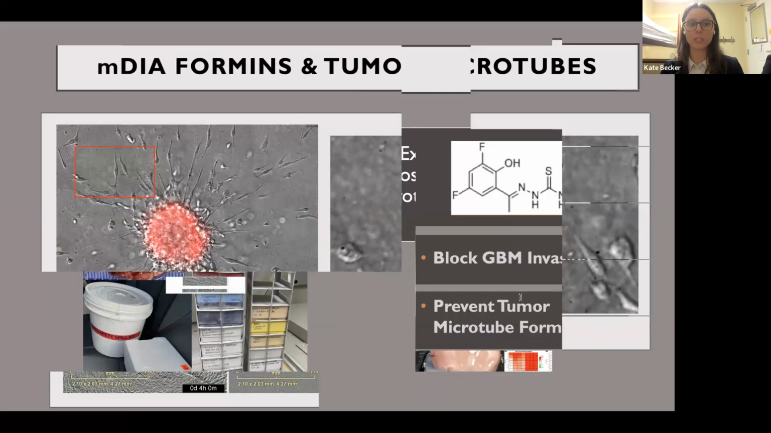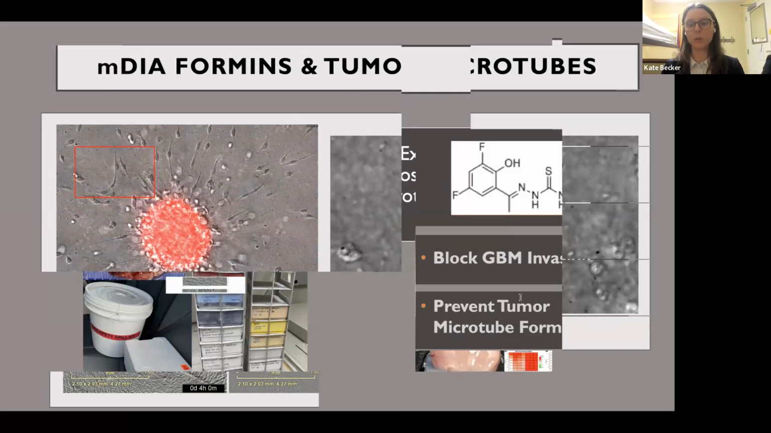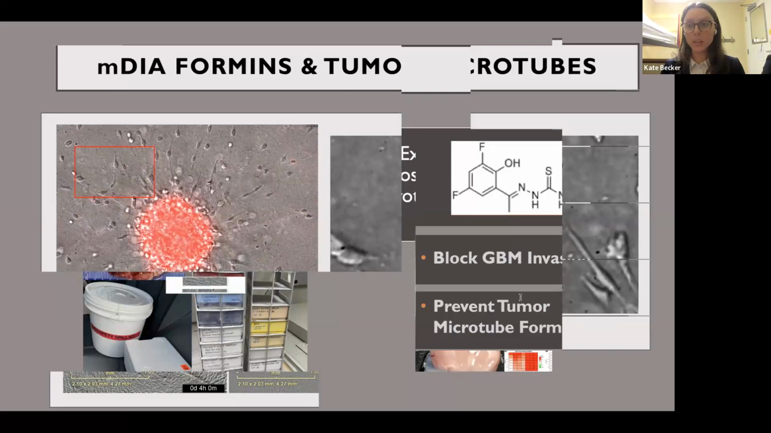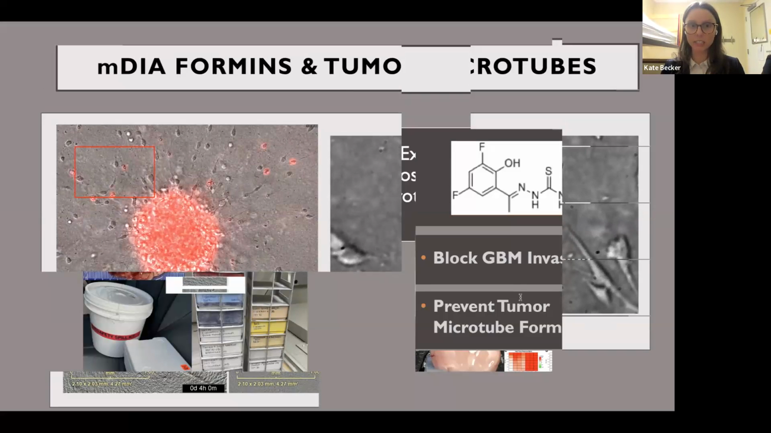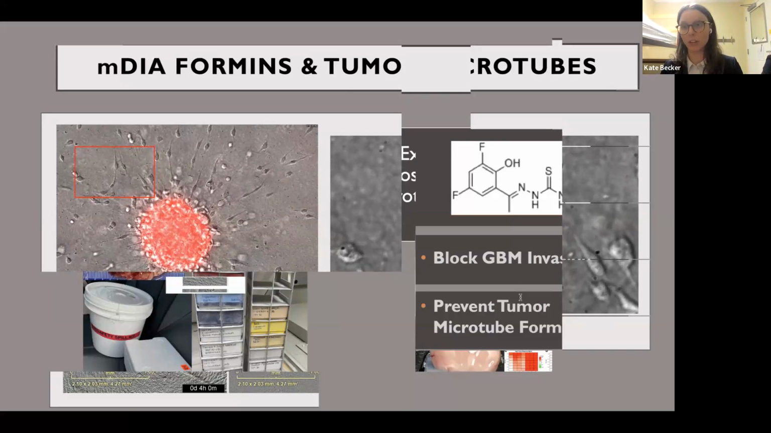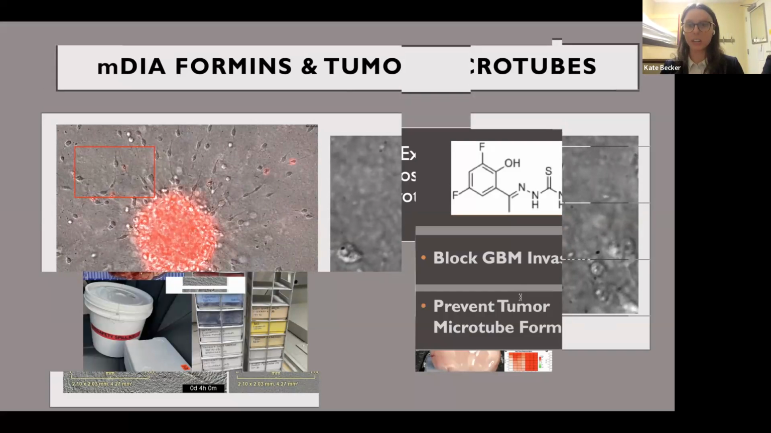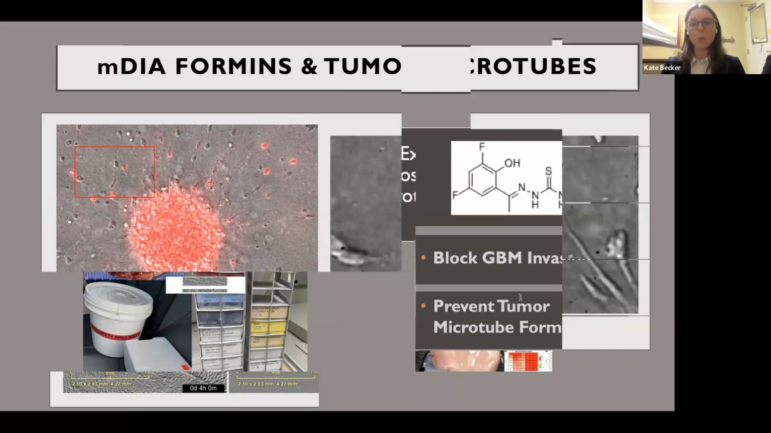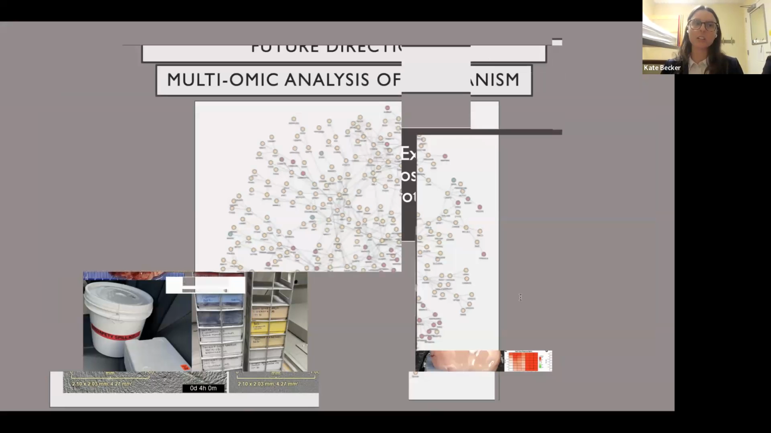And what we found was that by targeting mDia with these small molecules, we were able to eliminate the tumor microtubes that already exist. And for the sake of brevity, I didn't include all of the data here, but it also sensitized these cells to both radiation and temozolomide treatment by eliminating those in this context. So what we're working on now is trying to understand the exact mechanism of how this is happening.